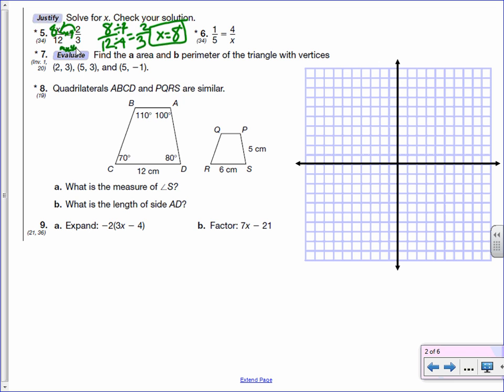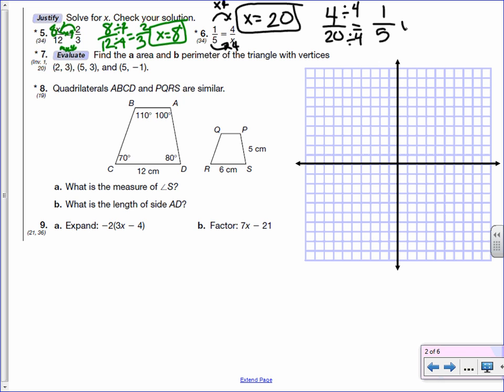And then again, to go from the 1 to the 4, I multiply by 4. Go from 5 to the x, then I multiply by 4. 5 times 4 is 20. So I can check, is 4 over 20, does that equal 1/5? Well, both of these can be divided by 4. 4 divided by 4 is 1, 20 divided by 4 is 5. So that one works.